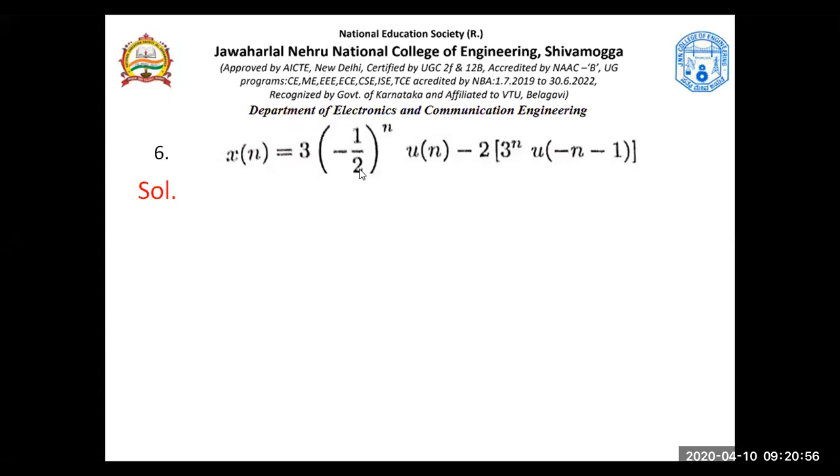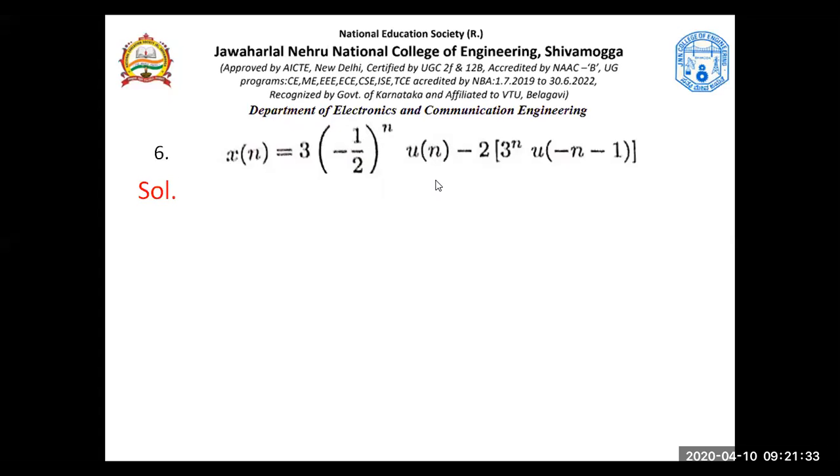So fine. See here, it's minus half power n u of n. We have seen a power n u of n, but in this place instead of positive a, we have negative a. But this still is positive time exponential. So that is something one needs to understand here. This may confuse us. If we have minus outside, then it was something to be bothered about. But here the minus is within the bracket, and it is to the power n.